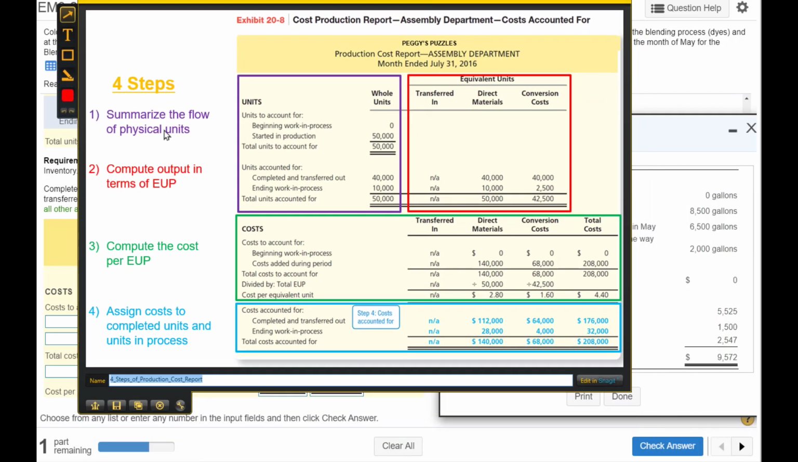So now we've done the first two steps. We've summarized the flow of physical units, and then we've computed the equivalent units of production. Again, this slide is from our PowerPoint and from a previous video. Next step, compute the cost per equivalent unit of production. So up here, we figured out the units. Now we're going to figure out the costs.